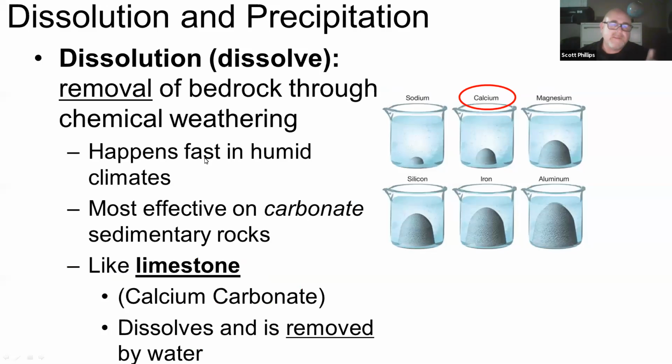And again, it's mostly in humid environments. It's effective on carbonate, sedimentary rocks, and particularly, I want you to know this, limestone. Limestone has a lot of calcium in it. Limestone is actually made of dead sea creatures, and dead sea creatures have calcium like we have in our bones, and that calcium can be easily dissolved and it's a big part of what makes up limestone rocks. Limestone rocks are from seafloor deposits.